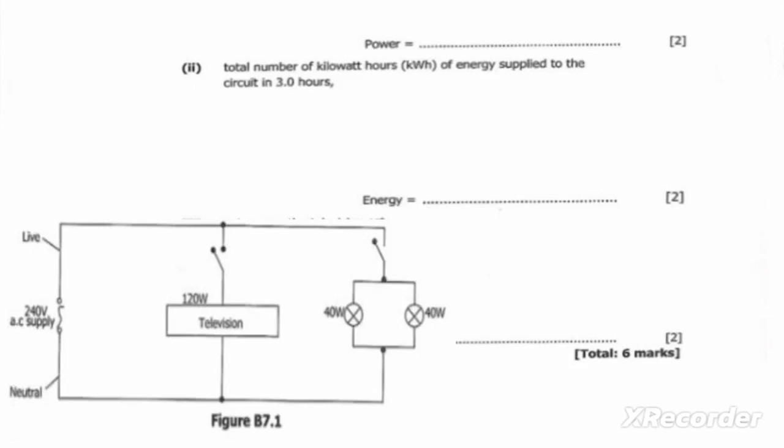We move to the next question, which is Roman numeral 2. Total number of kilowatt hours (kWh) of energy supplied to the circuit in 3.0 hours.